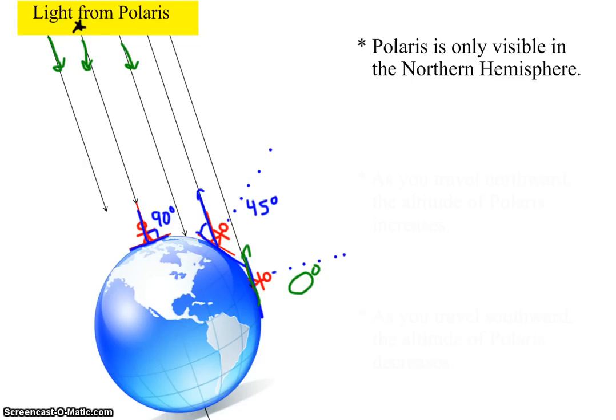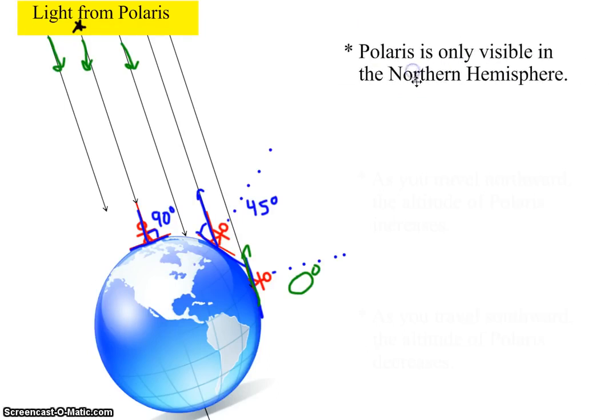Now the thing we have to remember though is Polaris is only visible in the northern hemisphere. You can only see it if you're above the equator, north of the equator. So this is not going to work if you were in Australia or South America.